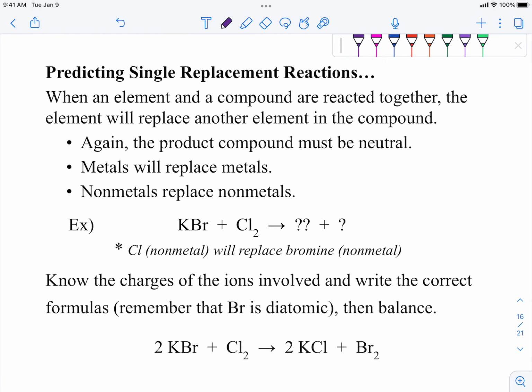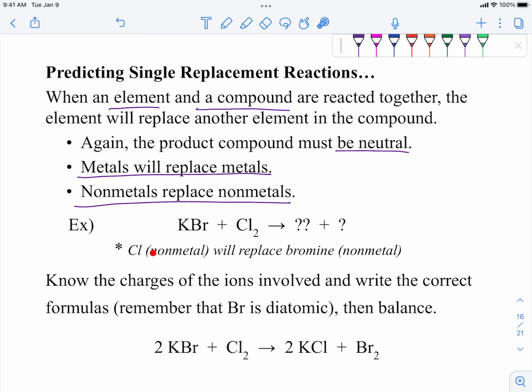Single replacement. Remember that a single replacement is when you have an element and a compound reacting together. One element will replace another element. So again, the compound must be neutral. Metals replace metals. Nonmetals replace nonmetals. So if KBr were to react with chlorine, chlorine has a subscript of 2 because it's one of the 7 diatomic elements.